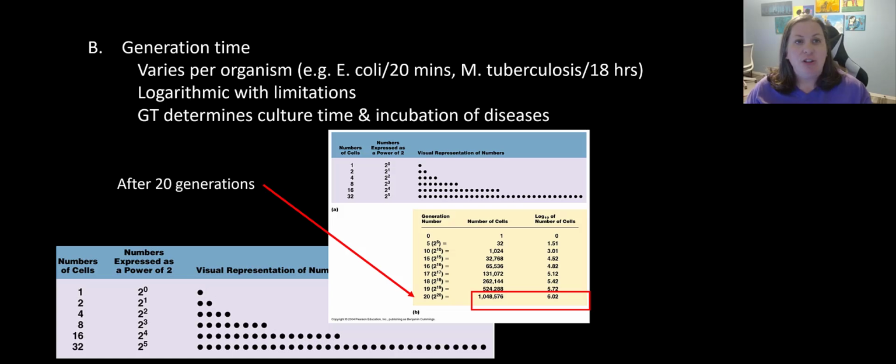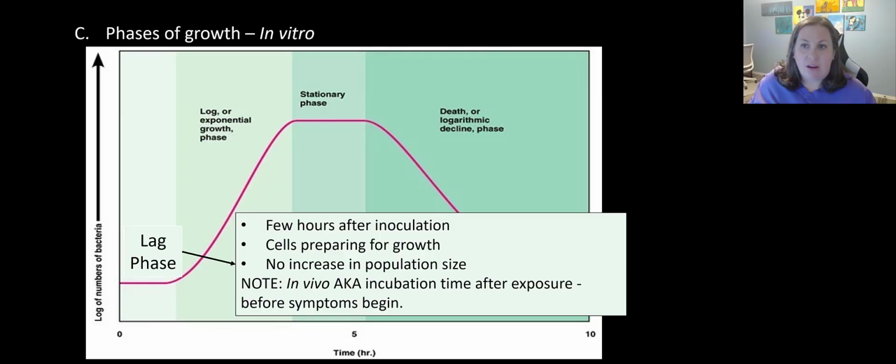So if you look here, after 20 generations for E. coli, it went from 1 cell to, look at this, the number of cells is over 1 million. All right, so it can happen really quick. And these 20 generations didn't take that long to get there, okay? And so this is just showing you how quick they can reproduce.